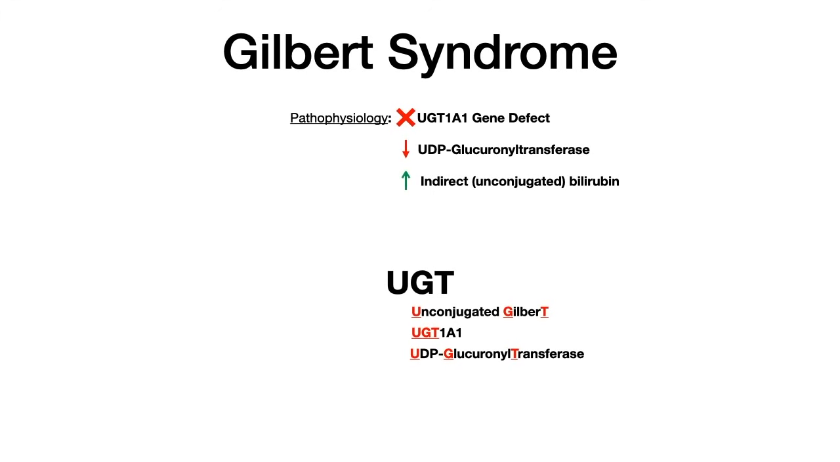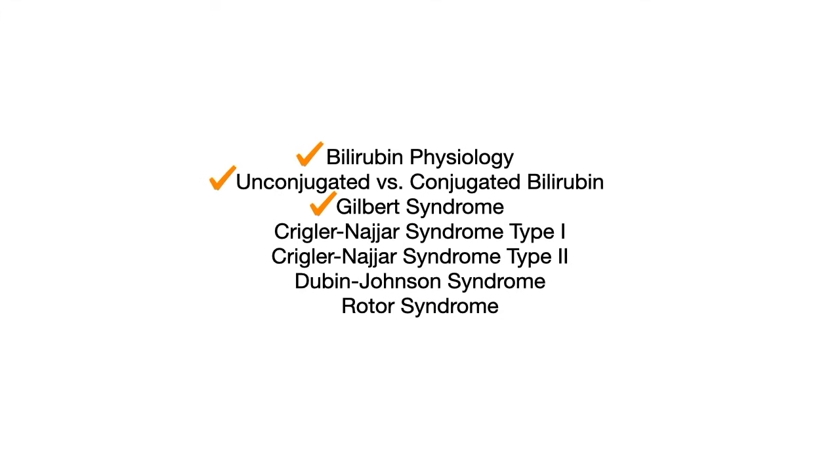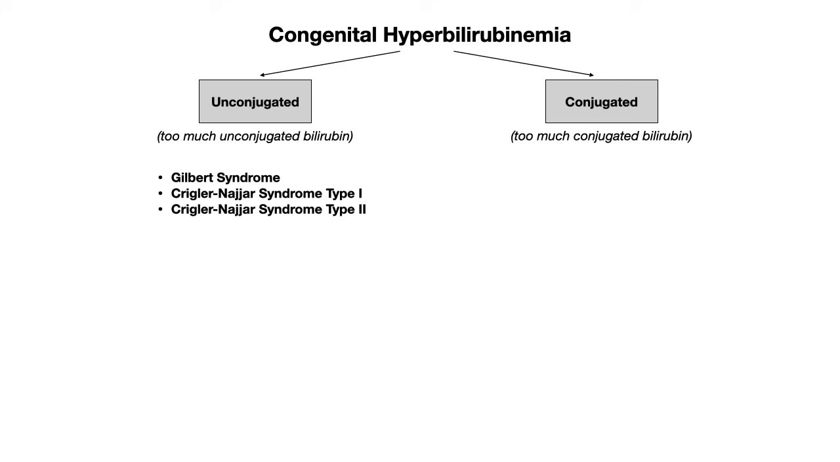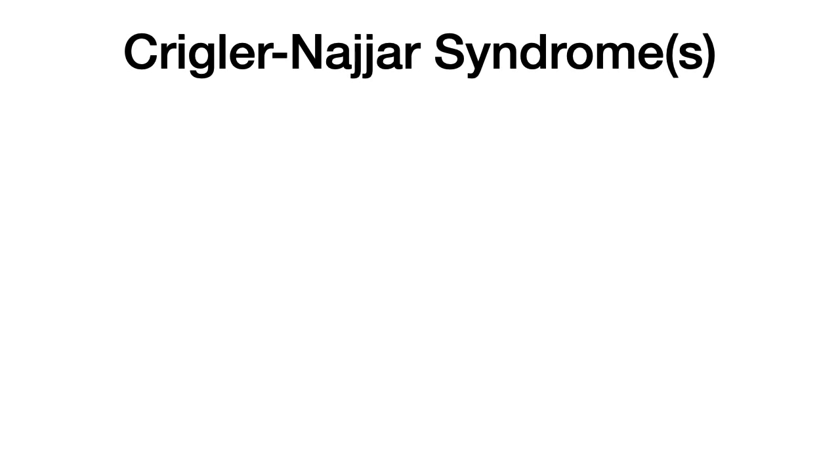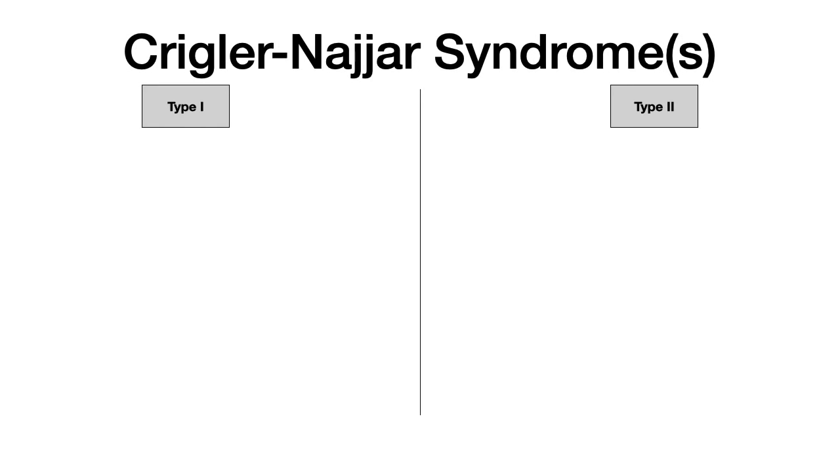UGT also is directly taken from the name of the gene knockout, and UGT reminds me of UDP glucuronyltransferase. So Gilbert is UGT, and there's only one of these diseases with a G in the name, and that's Gilbert. So pretty easy to remember, that's Gilbert syndrome. The other two unconjugated congenital hyperbilirubinemia are the two different types of Crigler-Najjar syndrome. And I think for the sake of studying, it's probably best if we just include this discussion on the same slide so that you can see the differences between type 1 and type 2.